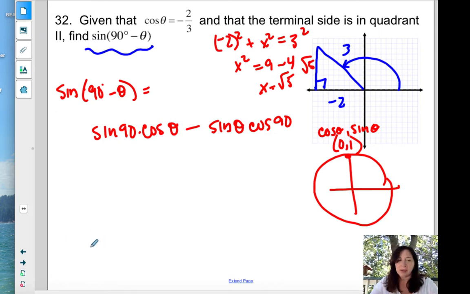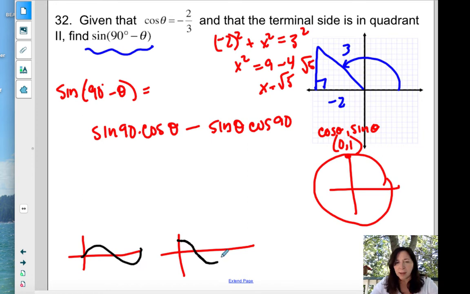Another way of doing that is just to graph these. I also like to graph these, and let me show you what I mean. For sine, the sine wave starts at 0, ends at 0. Cosine starts at 1 and ends at 1. So if I wanted to know what sine of 90 was, and I know from here to here is 360, this is 180, so here's 90, it's 1. So I know this is 1.